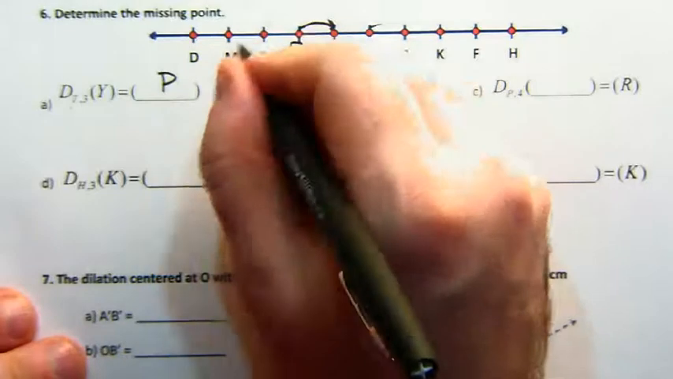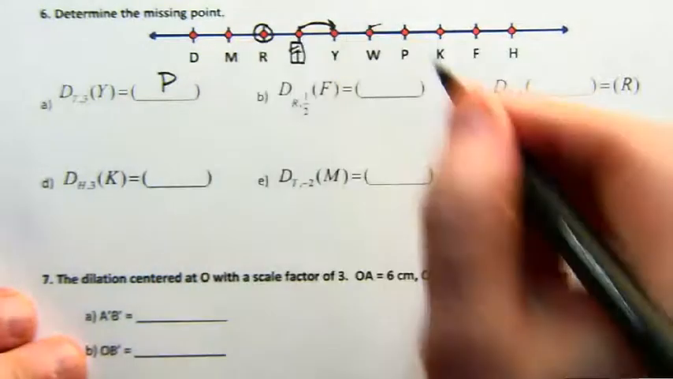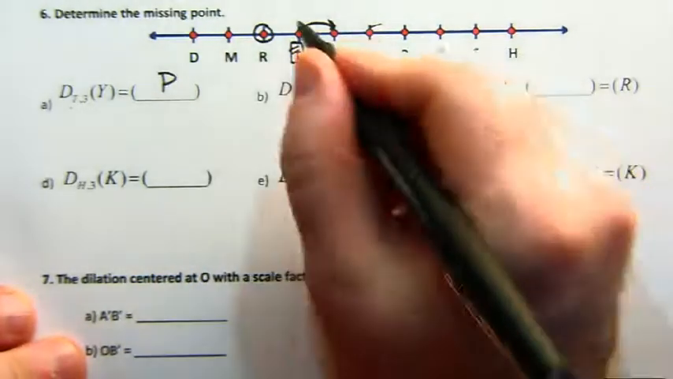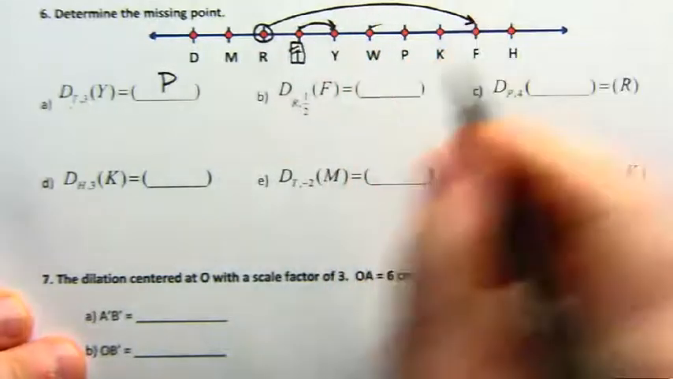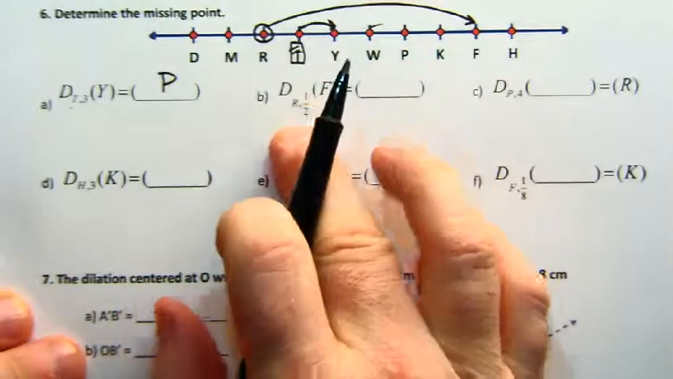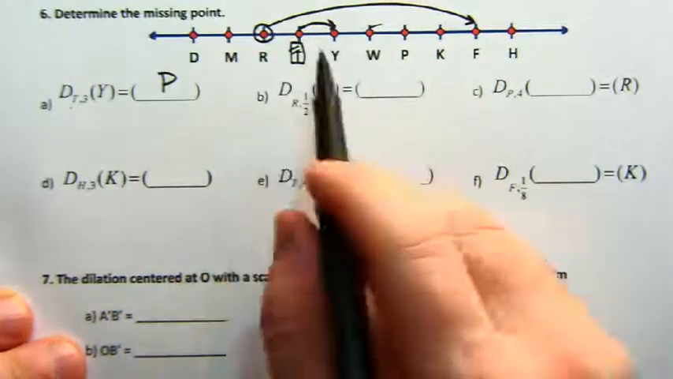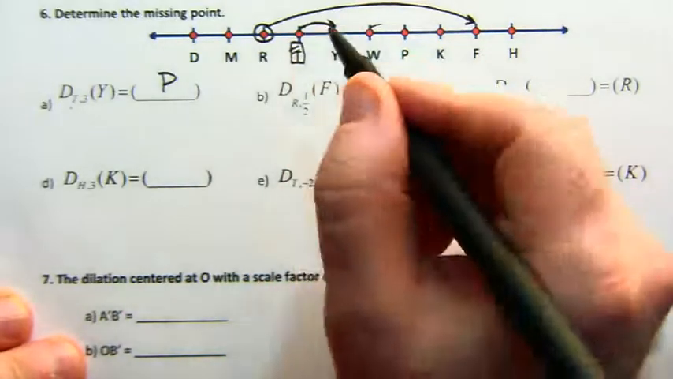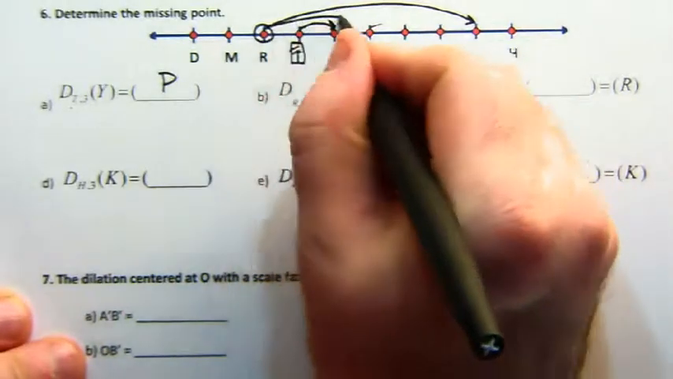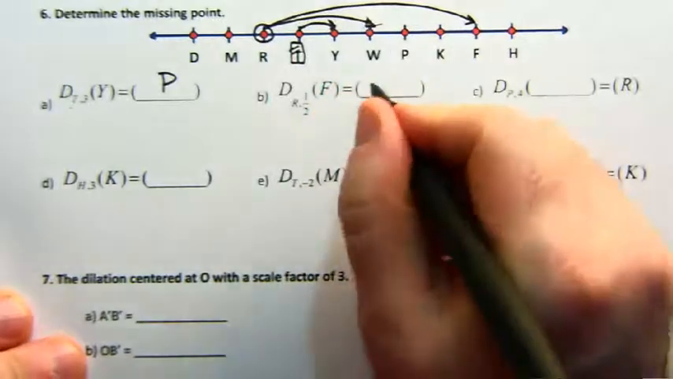Here, if we're centered at R now, this line's going to get a little messy. And F is way down here. That's F, and we're going to dilate it by half. So F is 1, 2, 3, 4, 5, 6 away. So half of that would be 3 away. We would land, of course, at W.